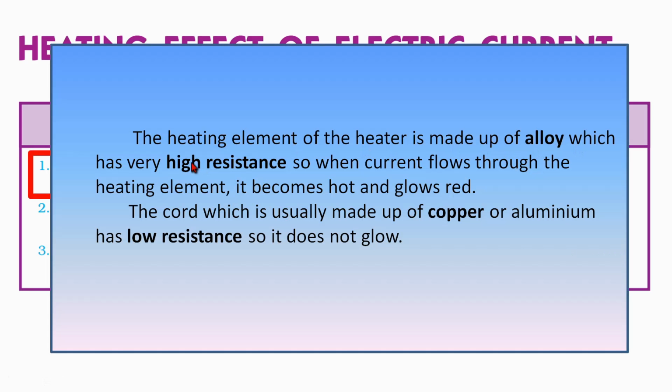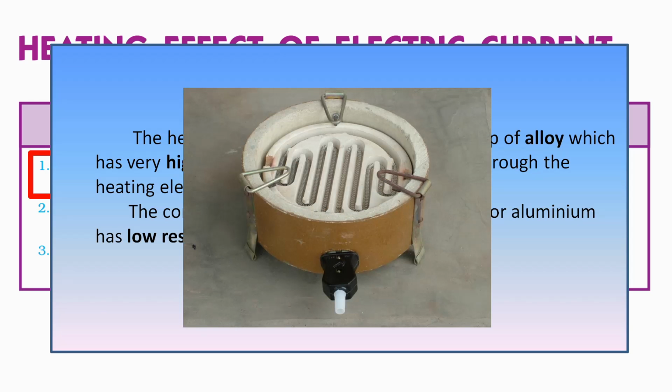So the heating element of a heater is made up of an alloy which has very high resistance. So when the current flows through the heating element, it becomes hot and glows, while the cord, which is usually made up of copper or aluminum or iron, has low resistance, so it does not glow.